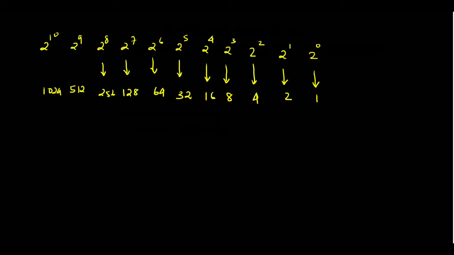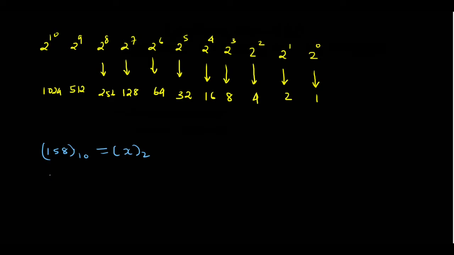We'll take one number. What is the number? 158. I'll write it here. It is in base 10. So we have to convert it into base 2. How do we do it? Using the power method. So first we will write down 158.